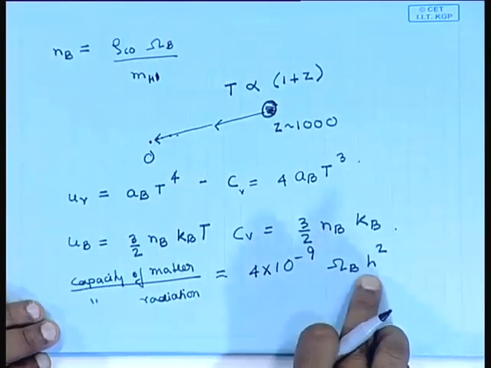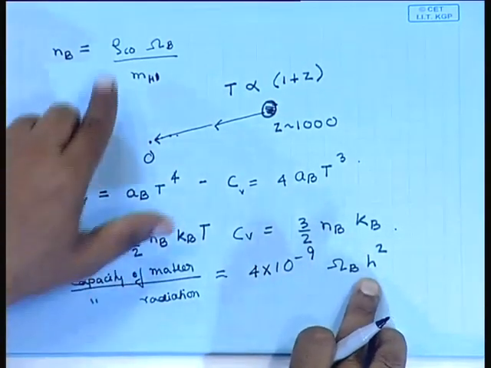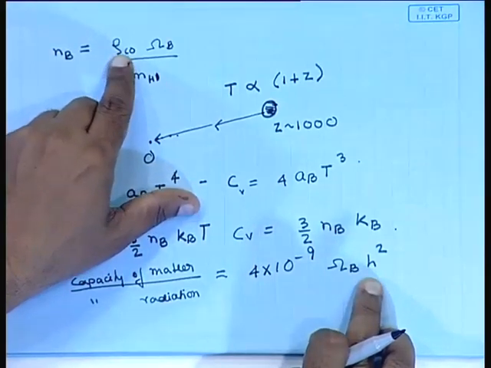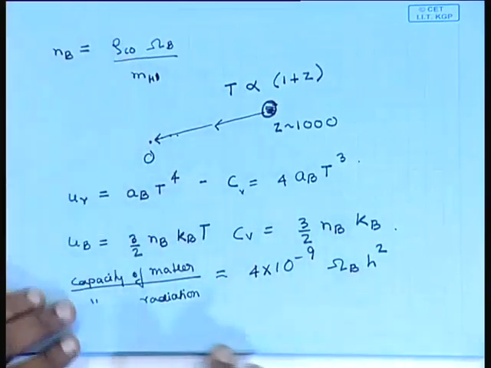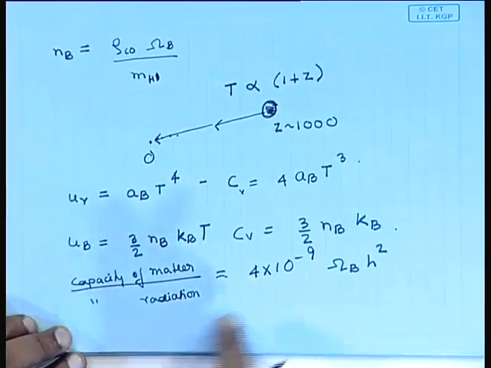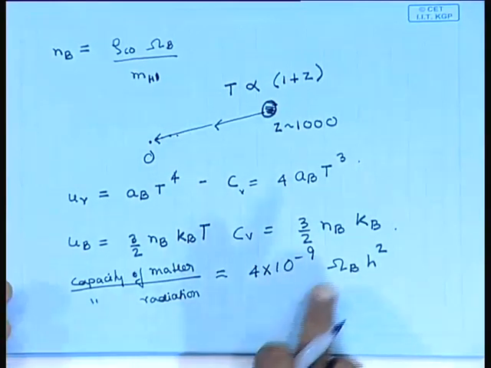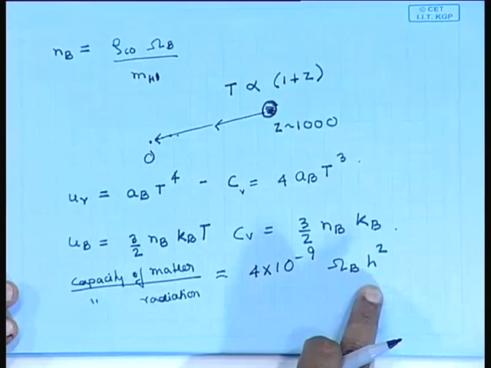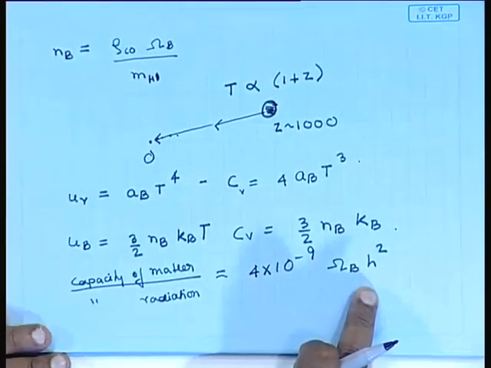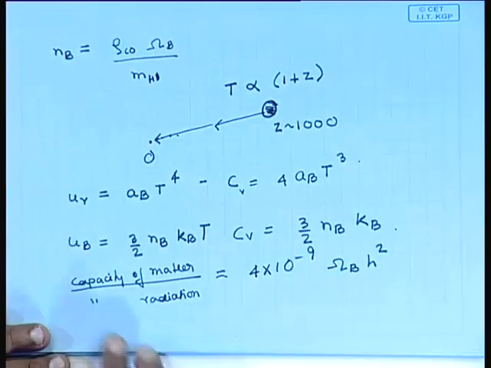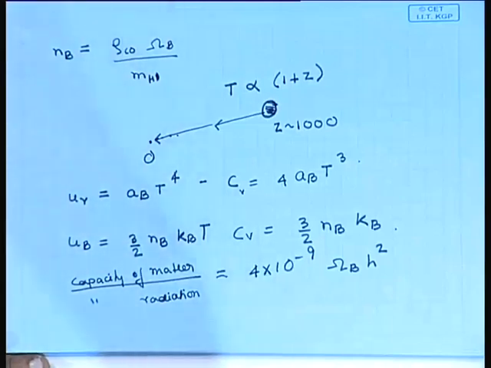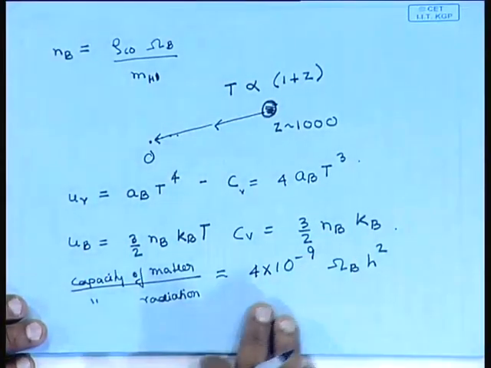This h square is the Hubble parameter, h in the Hubble parameter. That comes because rho critical naught has 3 h naught square, so it depends on the value of the Hubble parameter. So finally, the ratio of the two specific heat capacities is 4 into 10 to the power minus 9 omega baryon h square. And this number omega baryon is something of order unity or less, not more than 1, definitely. So what we see is that the heat capacity of the baryonic matter, dark energy does not interact with radiation, so at most the whole critical density is in the baryons. At most, but it is not so.